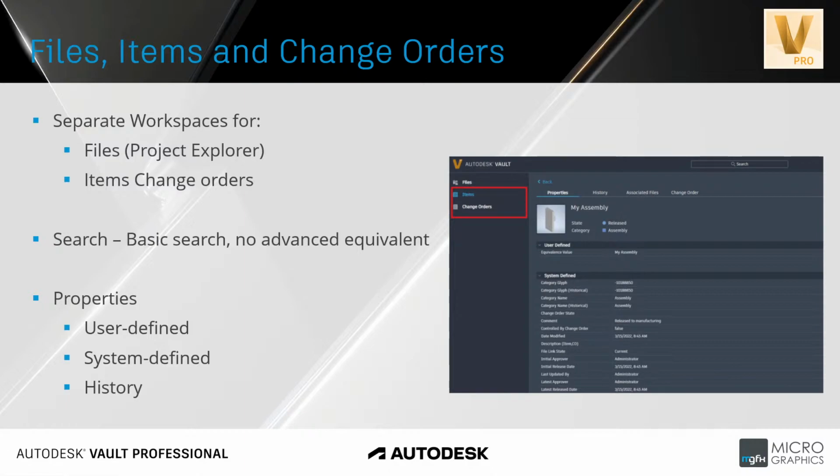Okay, and lastly, like we said, the properties come through user-defined, system-defined, as well as the history of that particular item or change order.